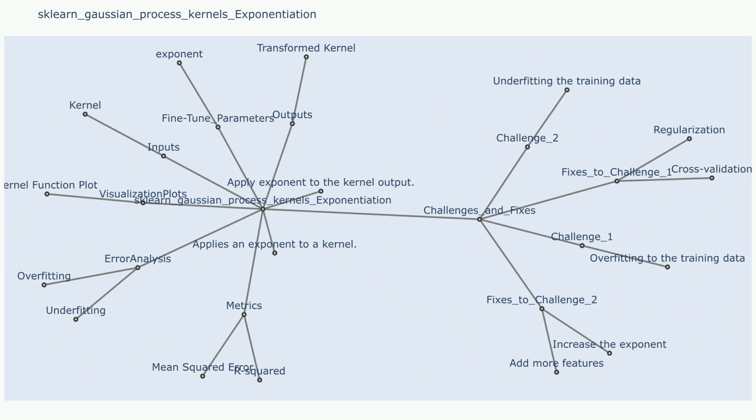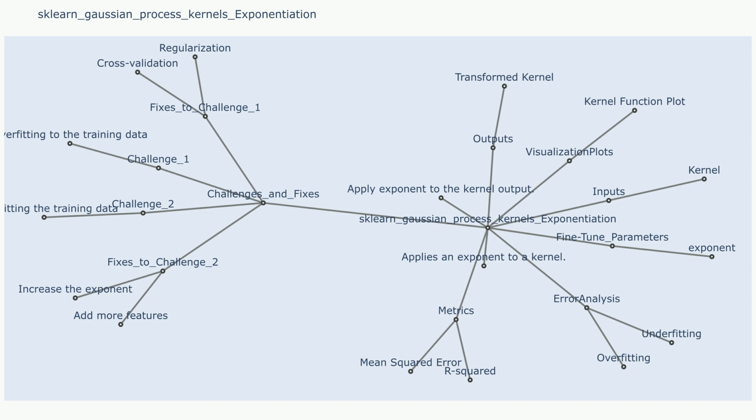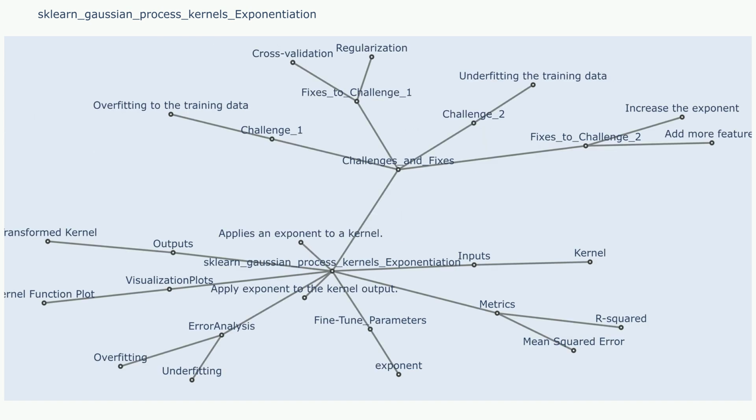Marginal variance: the marginal variance of the Gaussian process is a measure of the uncertainty of the predictions. The marginal variance is directly proportional to the kernel's variance. Confidence intervals: the confidence intervals of the Gaussian process predictions can be calculated using the marginal variance. The width of the confidence intervals is proportional to the marginal variance.